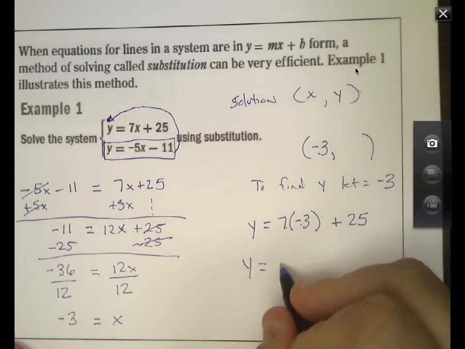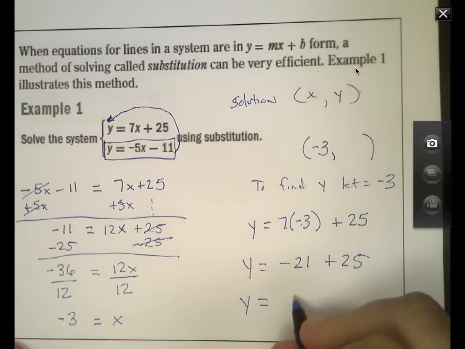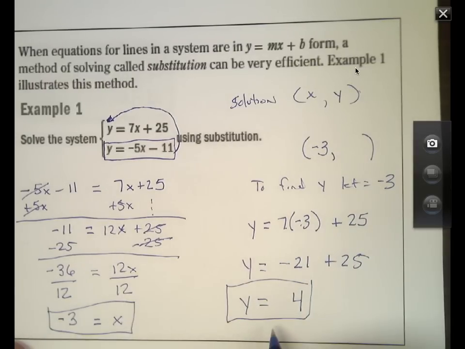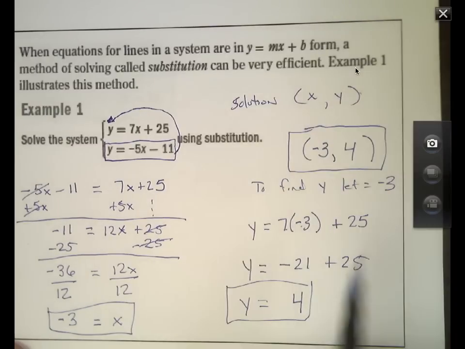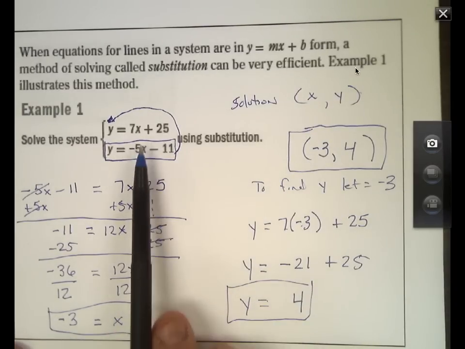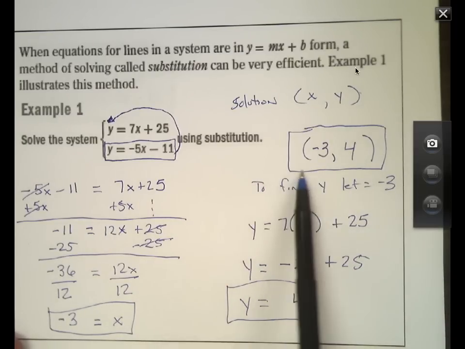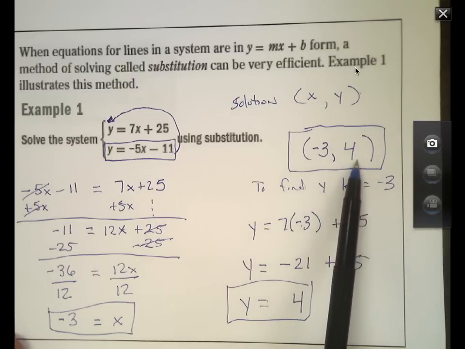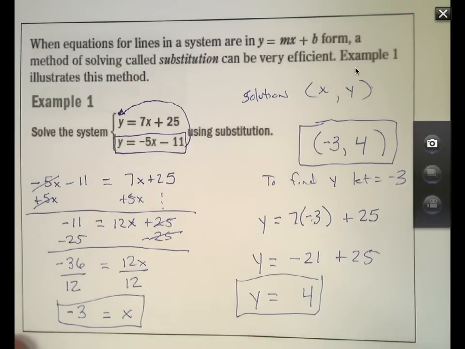7 times negative 3 is negative 21. Plus 25 is now 4. So x is negative 3. Y equals 4. This is your solution. This is where these two equations, if you were to graph them on your calculator, would intersect. Okay? At negative 3, 4. This is one way to solve without having to use a calculator and graph your equations.